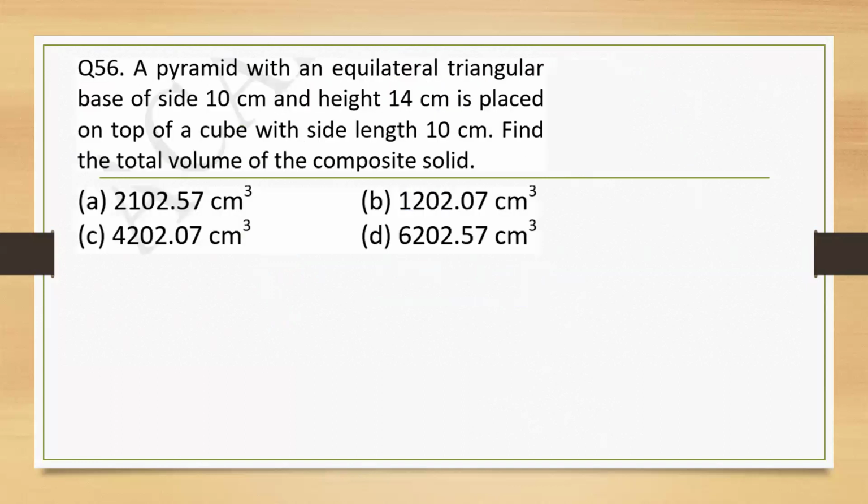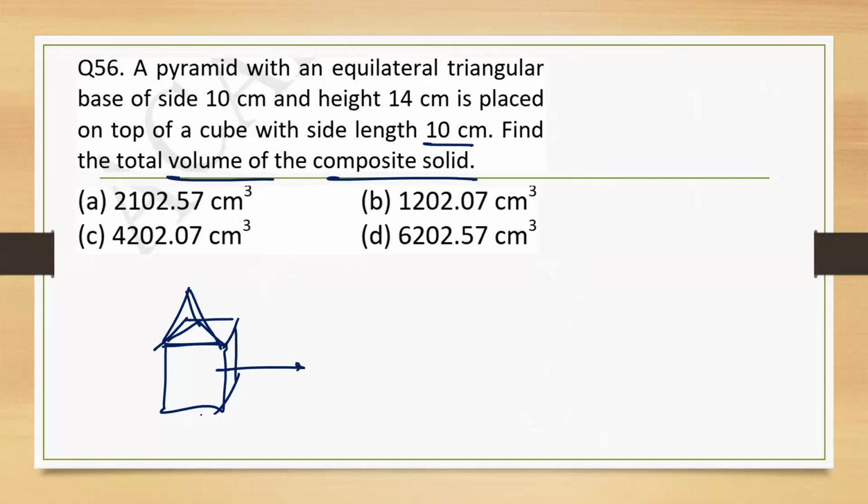A pyramid with equilateral triangular base of side 10 and height 14 is placed on the top of a cube of side length 10 centimeter. Find the total volume of the composite solid. So there is a cube of side 10 and there is a pyramid whose side is also 10 placed on it, right?